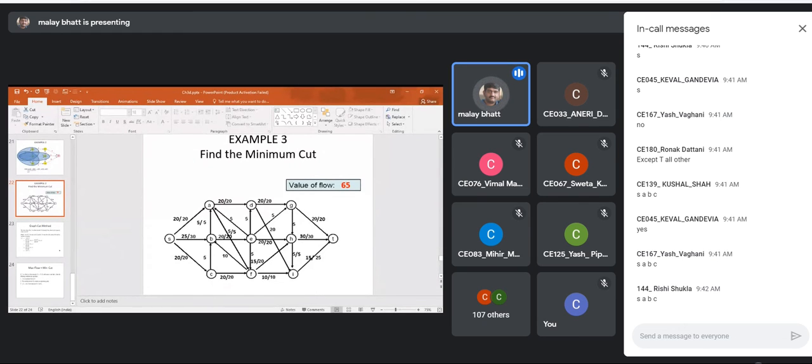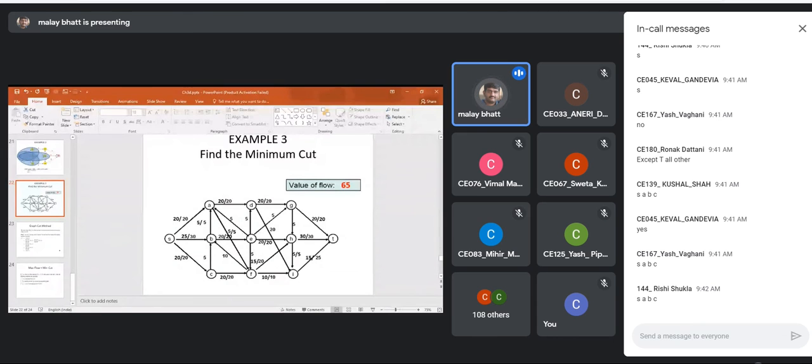So can you tell which is the cut? Yes? SABC. Okay. So SABC. So outgoing arrows from SABC, when you consider, outgoing arrow from A we have to consider 20. Then another outgoing arrow from A is 5. So 20 plus 5. From B 20. 45. And from C it is 20. So that is the right cut. SABC. Is it clear? SABC.